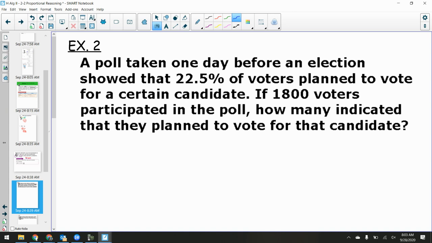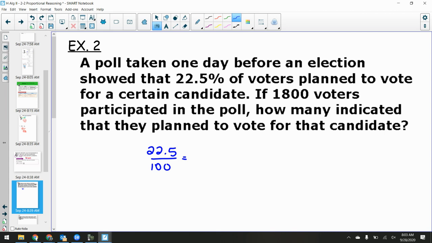Well, I could set up a proportion. Again, percent over 100 is equal to part over whole. I could say 22.5% as a whole number. You don't even need to put it as a decimal. Percent over 100 is really kind of putting it into a decimal, isn't it? If you divide by 100, that moves the decimal place to units, is equal to part over whole.